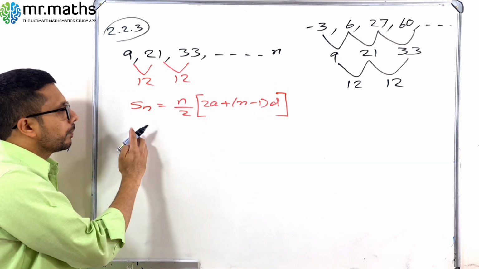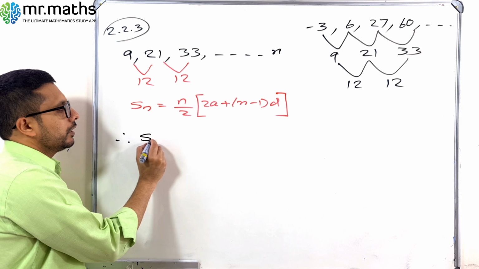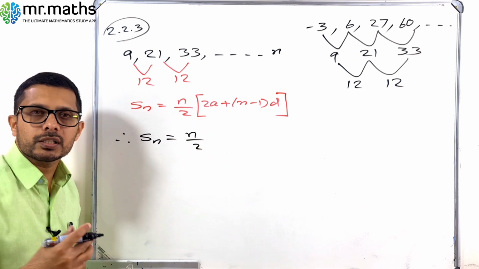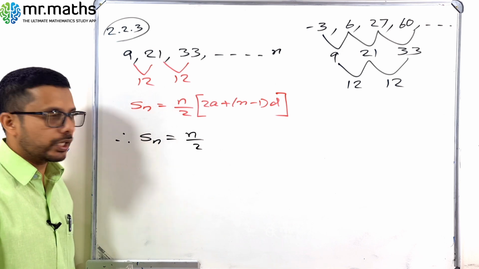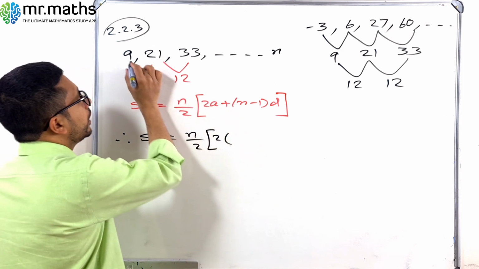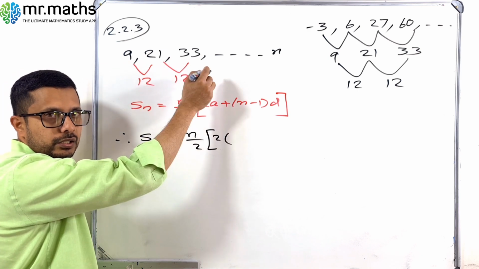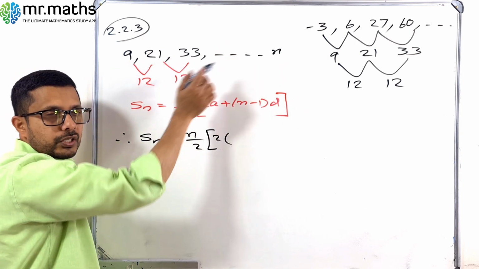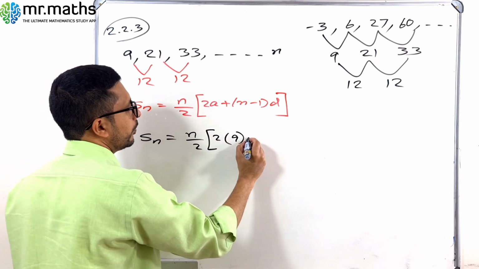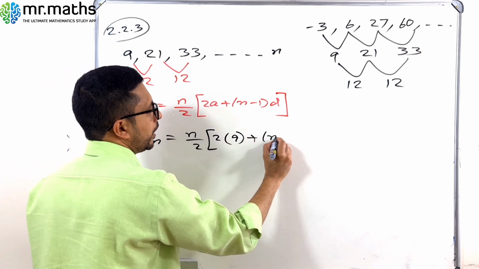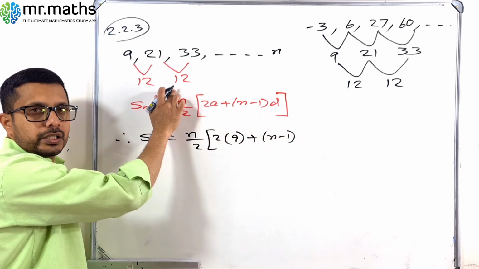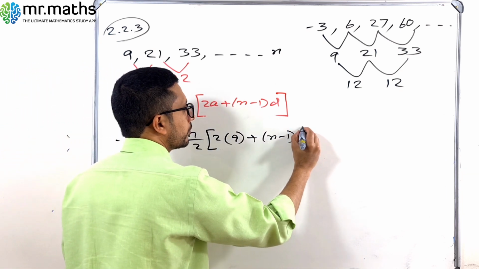So Sn is equal to, leave this n as it is, because we have to find the sum of the first n terms. So n by 2 into 2 into, what is the first term? It is 9. Now we are talking about this sequence, not the quadratic sequence. First difference is this one. So 2 into 9 plus n minus 1, leave n as it is. What is the common difference here in this sequence? 12. So it is 12.